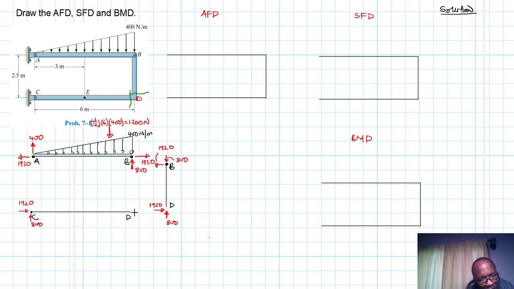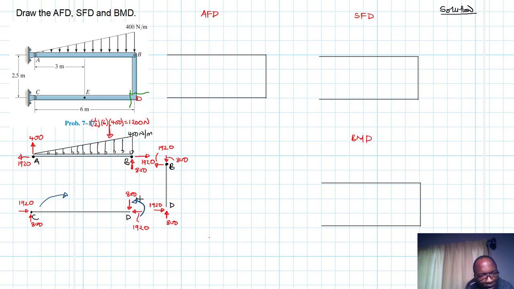And then this side we are also going to have a 1920, and then we'll have 800. But like we said, at D we are going to have a moment. At B we are not going to have any moment. At D, that's a continuous member that we just sectioned. So 800 will tend to cause the beam to rotate like this. Therefore, our moment is going to be in the opposite direction like this.